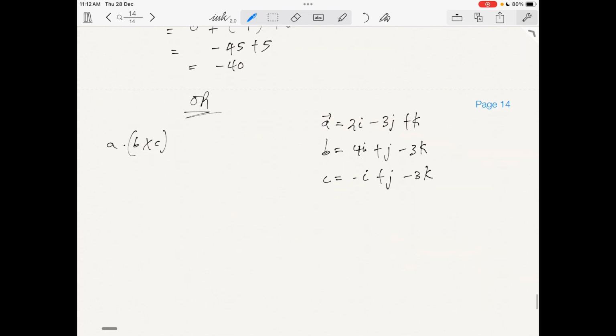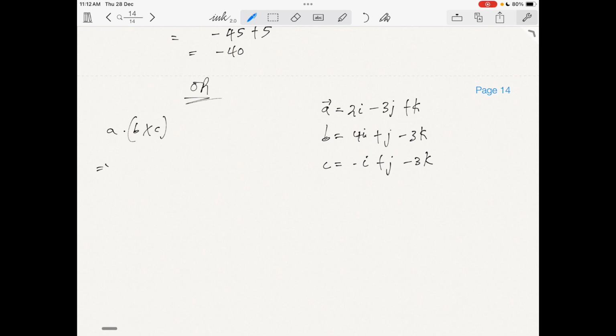Now, to solve this directly as a scalar triple product, we will work with our 3 by 3 matrices. And in our 3 by 3 matrices, the first row now will not be the components i, j, and k. So the first components will be a1, a2, a3, b1, b2, b3, and the last will be c1, c2, and c3. Now this is what they call the scalar triple product.